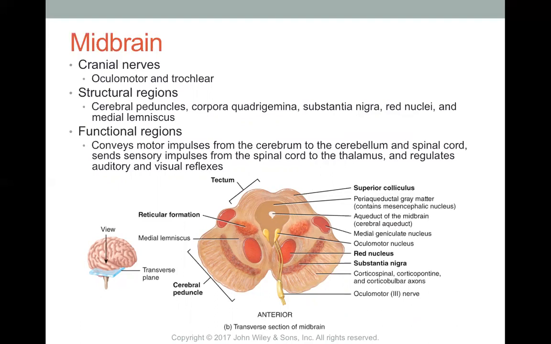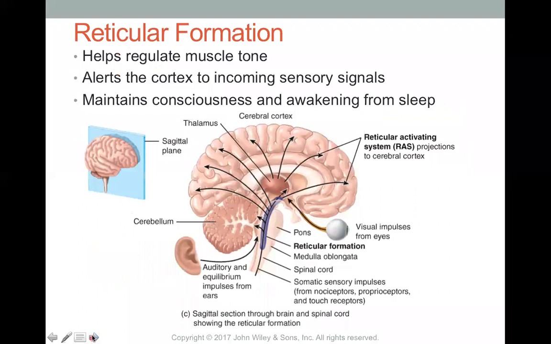And the function we said was to convey those motor impulses from the cerebrum to the cerebellum and the spinal cord, and then to send the sensory impulses from the spinal cord to the thalamus and regulate the auditory and visual reflexes. Now, the reticular formation will consist of small areas of gray matter. So small areas of gray matter that are interspersed among fibers of white matter, and there are both sensory and motor signals.